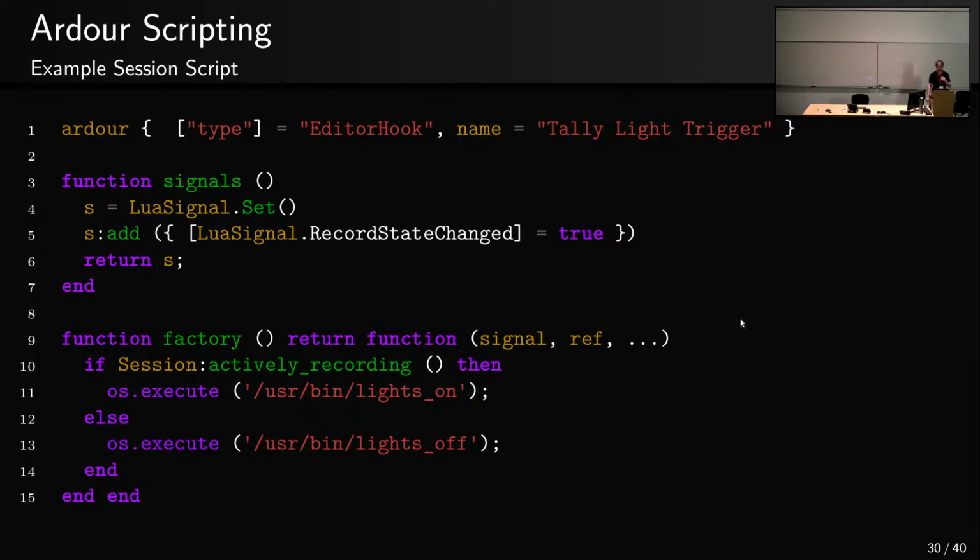Here's the tally one that I alluded to earlier. First, we create a set of Lua signals. Then we add, in this case, the record state changed signal, and then later on you see that every time this is called, we can check, is the session actively recording, and we turn on the lights, and otherwise we turn off the lights. In this case it would be some external function that handles this on the hardware.